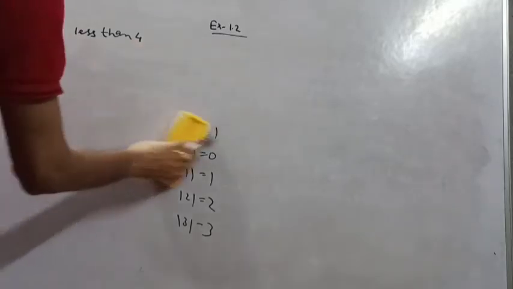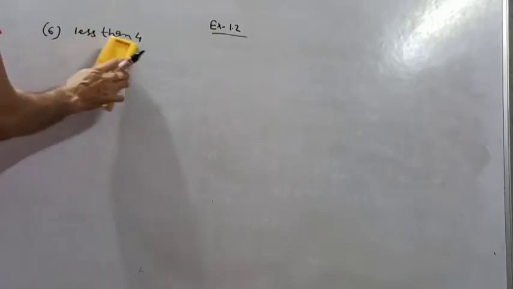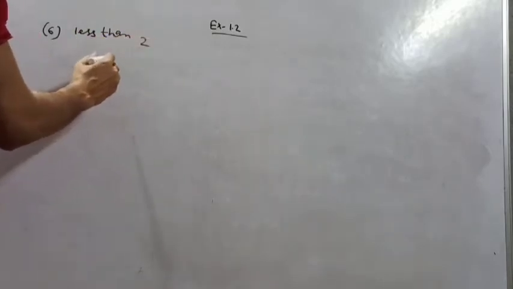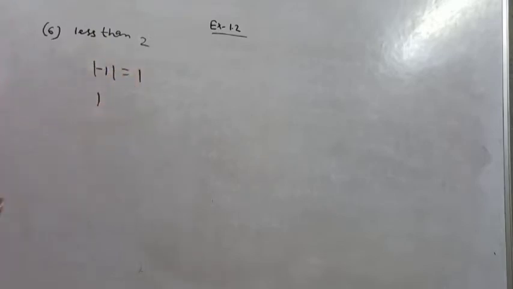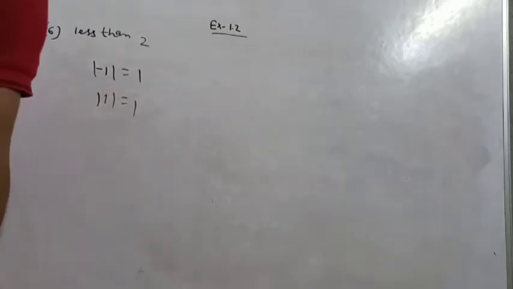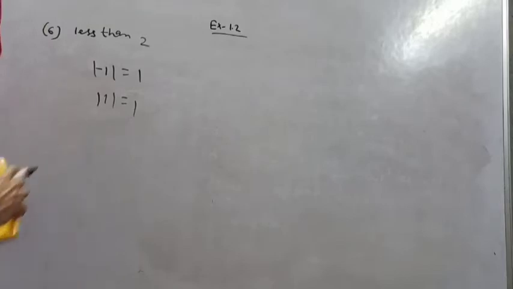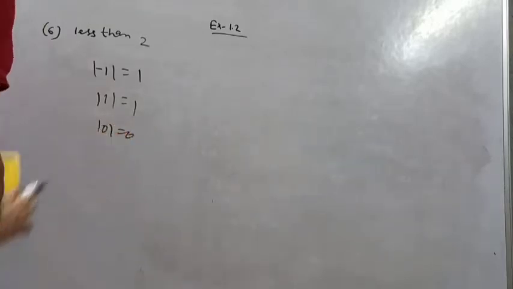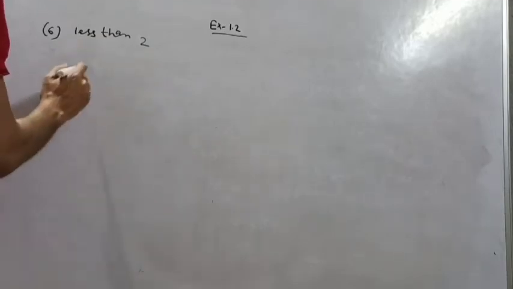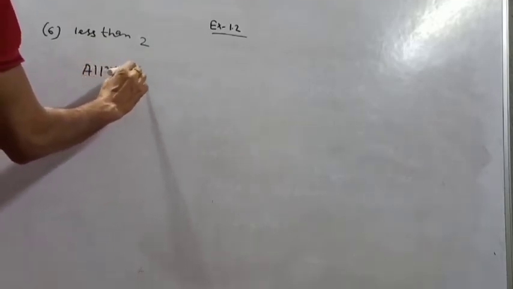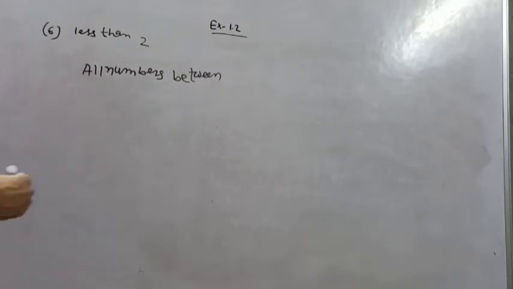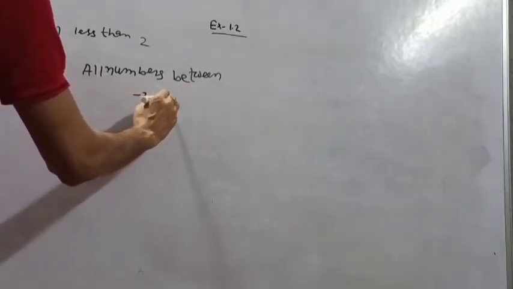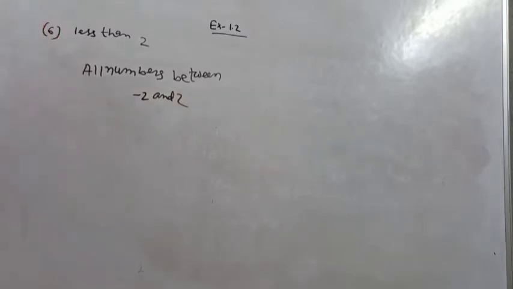Now we have less than 2. So minus 1 is 1, plus 1 is 1, and 0 always 0. So all numbers between minus 2 and 2.